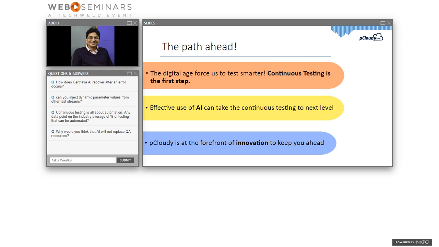And AI has to be treated as augmentation of the capability, and it can really help the capabilities of the existing team, and they can take more intelligent decisions. And the last part is Pcloud has been at the forefront of innovation when it comes to mobile app testing, and we are committed to keep you ahead in the market.